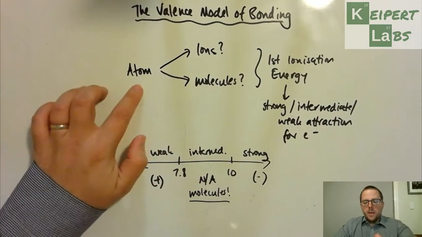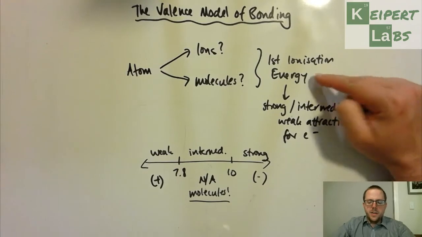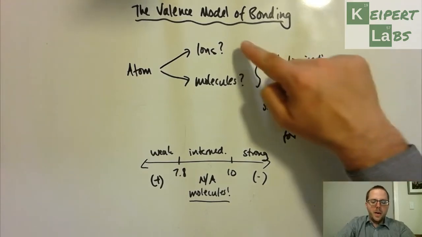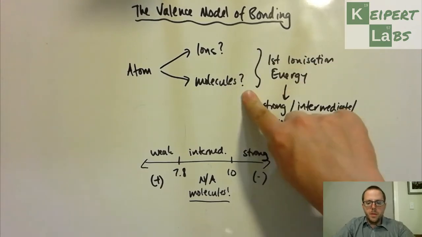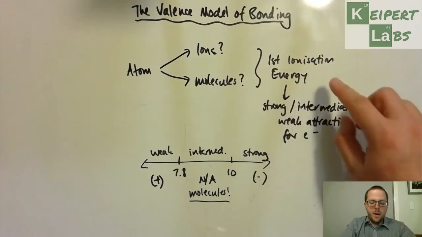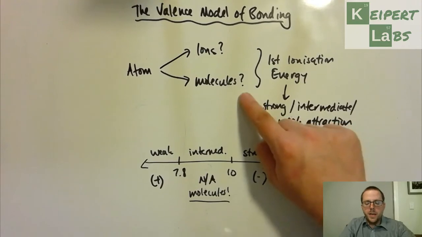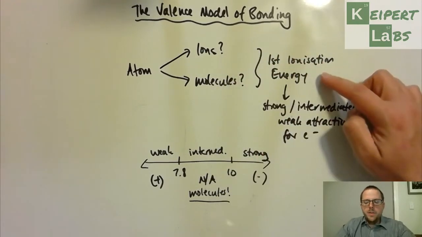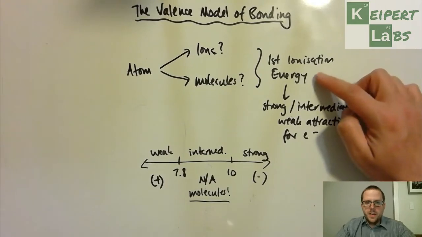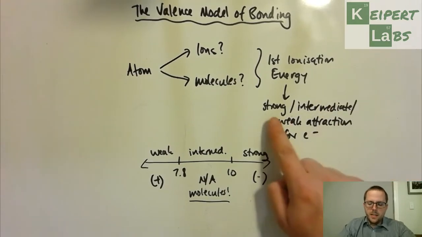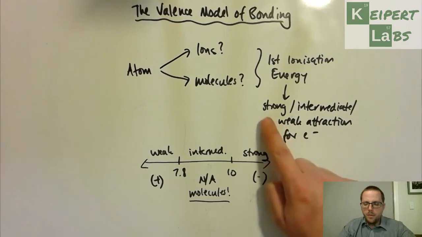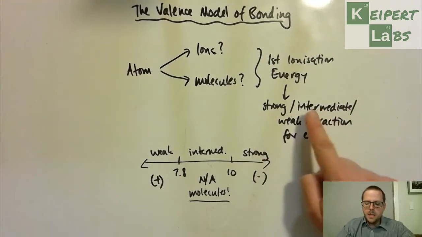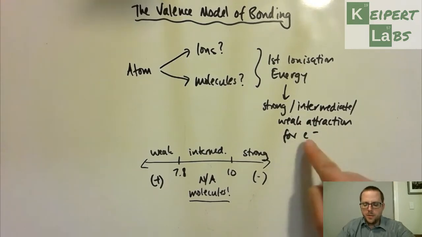In the previous video, we looked at the idea that first ionization energy is a powerful predictor of whether an atom will form an ion or will need to form molecules. And that if it's going to form an ion, whether it's going to form a positive or a negative one, and what charge it will have. And so we were able to use the first ionization energy to introduce these three categories of atoms based on their attraction for electrons: strong, intermediate, or weak attraction for electrons.